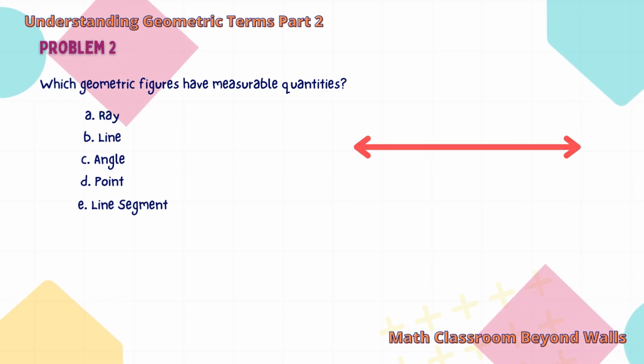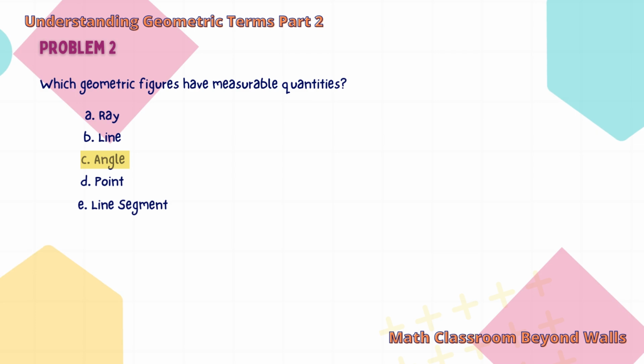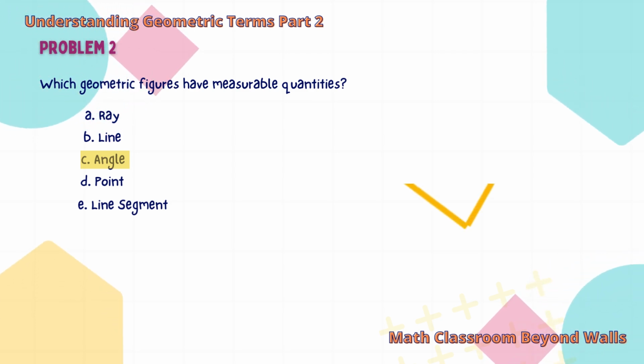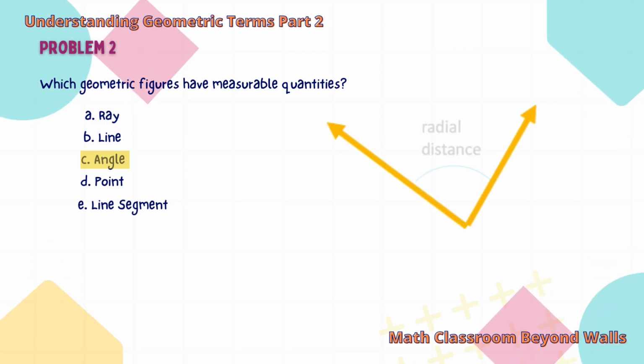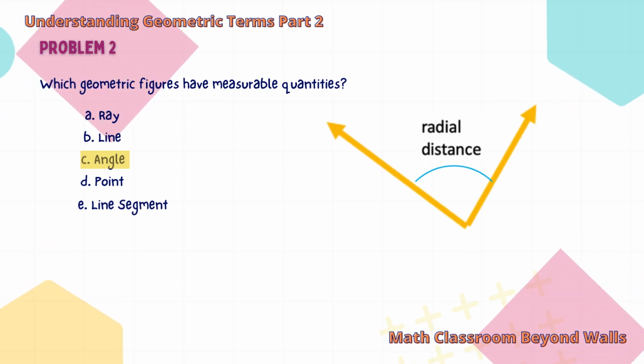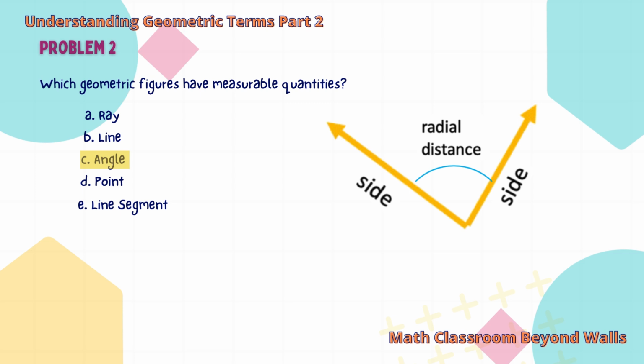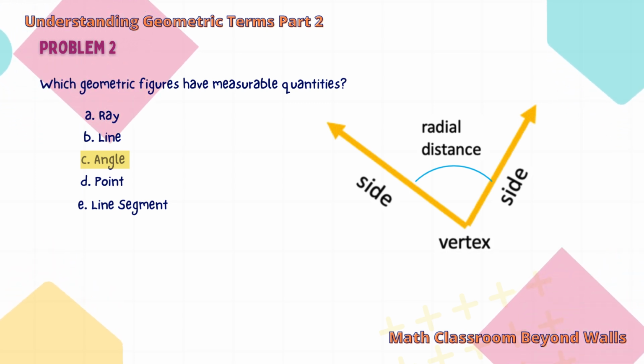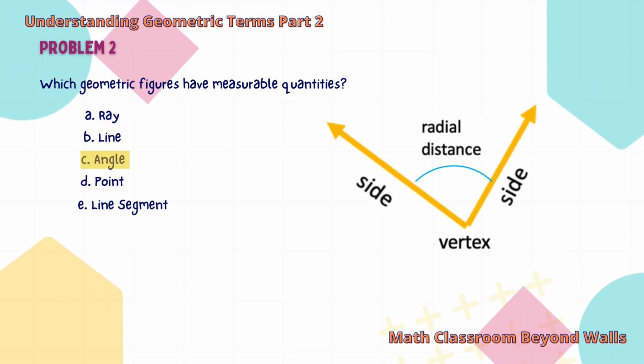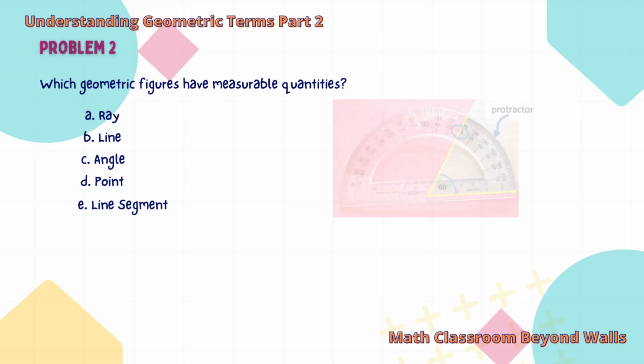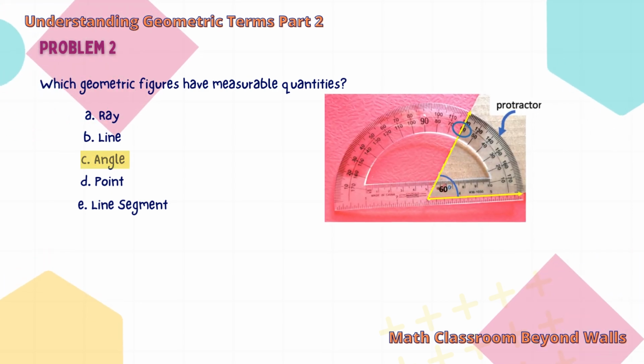Let us go to option C, angle. Remember that we defined an angle in part 1 as the radial distance between two rays or sides. So our angle has boundaries, its two sides. Therefore, it is measurable, right? A protractor is used to measure an angle.